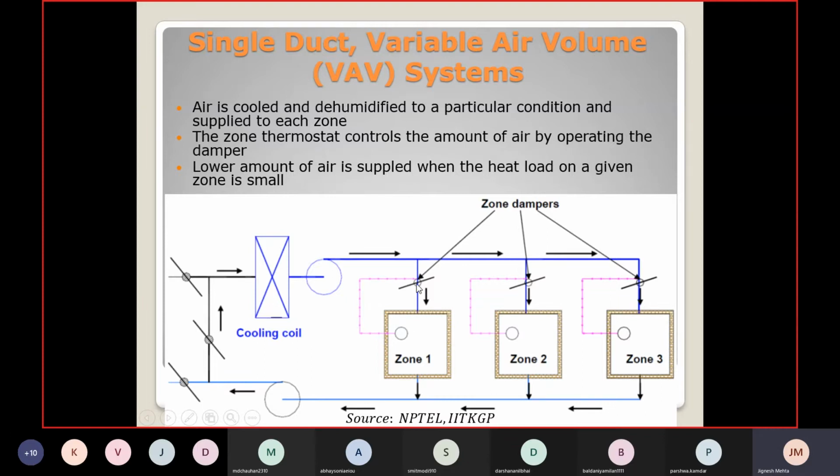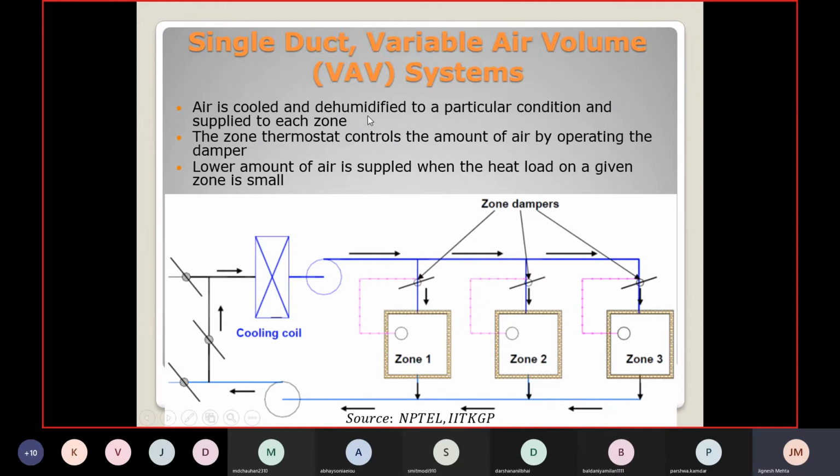You are not using a reheat coil, right, and not increasing the temperature if the load is less. What you will do is you will reduce the amount of air coming. You will close the damper partially, so that the amount of air coming is low, and then MCp delta T. So if mass of air is decreasing, the amount of cooling provided also will decrease. So that's the strategy which is used in this system, variable air volume systems.